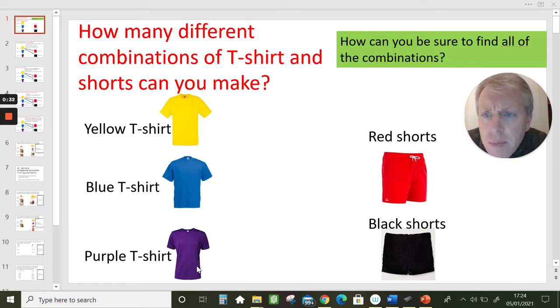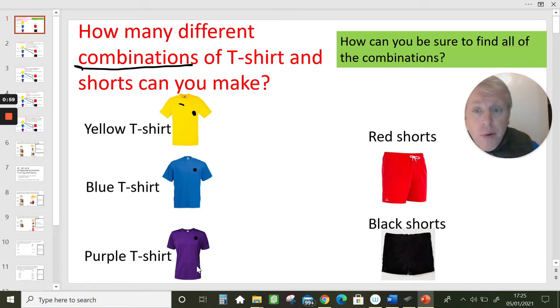I can see that I've got a yellow t-shirt. Can you see that? Here, I've got a blue t-shirt and a purple t-shirt. How many different combinations of a t-shirt and shorts can you make? What does that word combinations mean? Well, it means how many different outfits can you make.